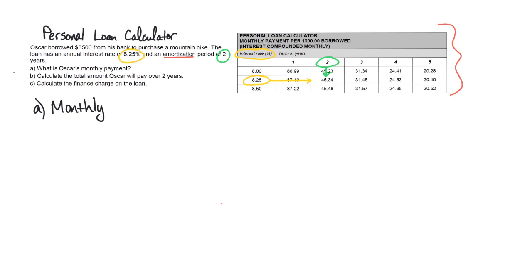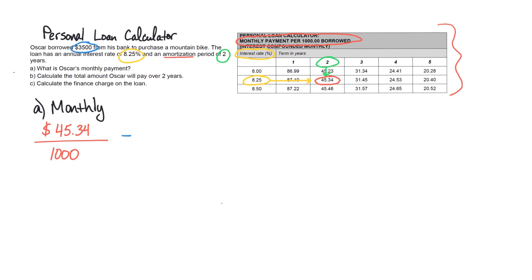Now, the thing that you have to think about is this chart shows you the monthly payment based on the fact that you're only borrowing $1,000. So if you borrowed $1,000 at 8.25% for 2 years, your monthly payment would be $45.34. So $45.34 is how much my monthly payment would be if I borrowed $1,000. But he didn't borrow $1,000.